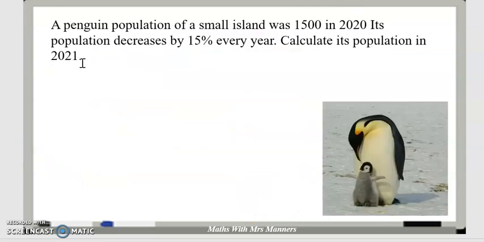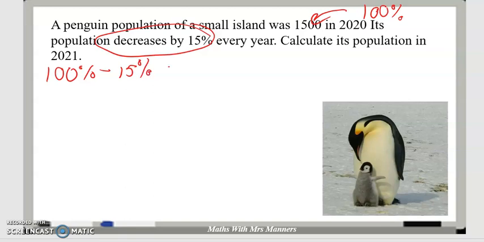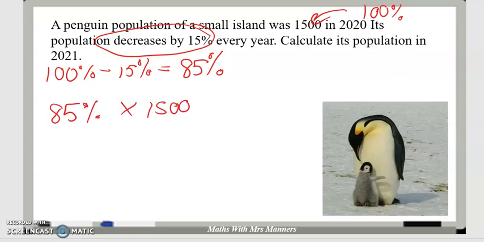All right, let's have a look at a word problem. A penguin population of a small island was 1,500 in 2020. So that's the population this year. And its population decreases by 15% every year. Calculate its population in 2021. So we know that between 2020 and 2021, its population is going to decrease by 15%. So what we will do is we will treat its current population as the whole amount, so 100%. So if it's going to decrease by 15%, well, I need to take that 15% off, which gives me 85%, and then I can work out what 85% of the population is.